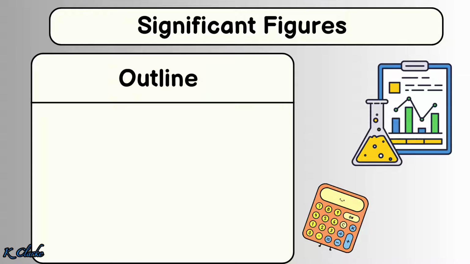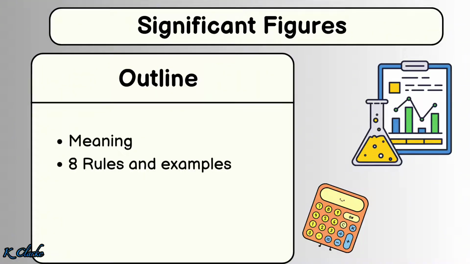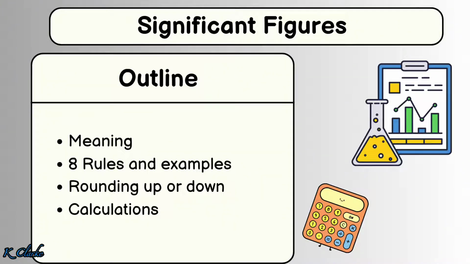Here's the outline for the video. First, we will be doing the meaning for significant figures, 8 rules as well as examples, followed by rounding up or rounding down, then calculations pertaining to significant figures, lastly, questions and answers.